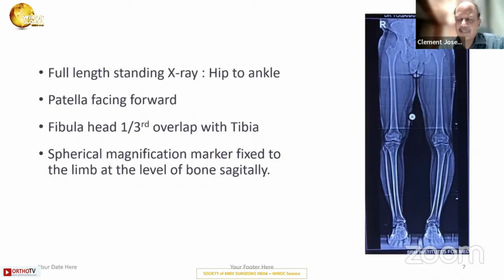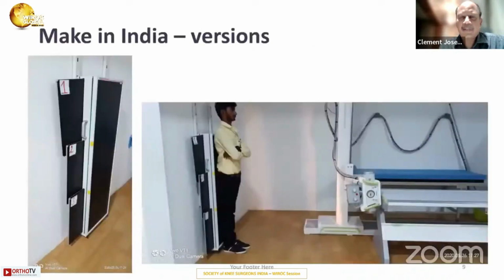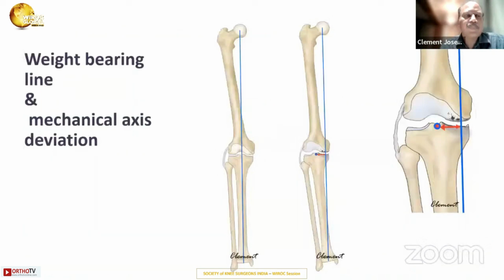This magnification marker will help us in calculating the amount by which we have to open or close in exact millimeters. And this is a setup which we use to take long leg standing X-rays. This is an institutional setup which is expensive, but there are many Indian versions which give reasonable, acceptable long leg films, as shown here. So people who have private clinics should also be able to get this facility with a small additional investment.